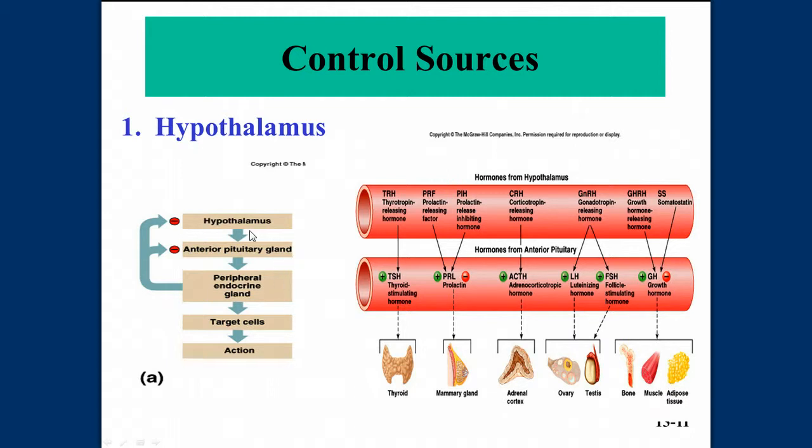But the hypothalamus signals the anterior pituitary gland, and then that anterior pituitary gland will respond, and then the peripheral endocrine gland responds. The hormone is released to the target cells, and the action of those target cells is achieved, and then by negative feedback everything starts all over again. Okay, let's look at some of the hormones from the hypothalamus.